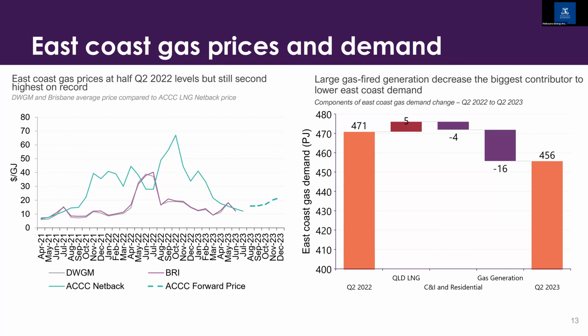So all of those led to a softening of gas prices to around $11 to $12 a gigajoule in the month of June, significantly less than that $40 to $50 a megawatt hour we saw last June. So significant changes.